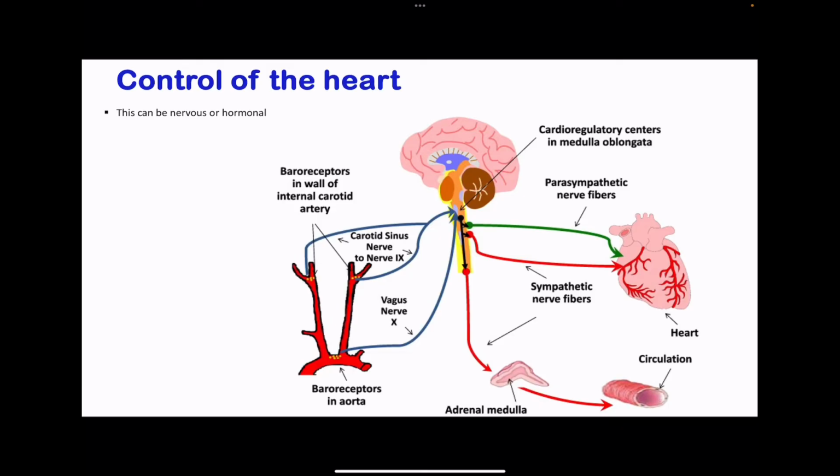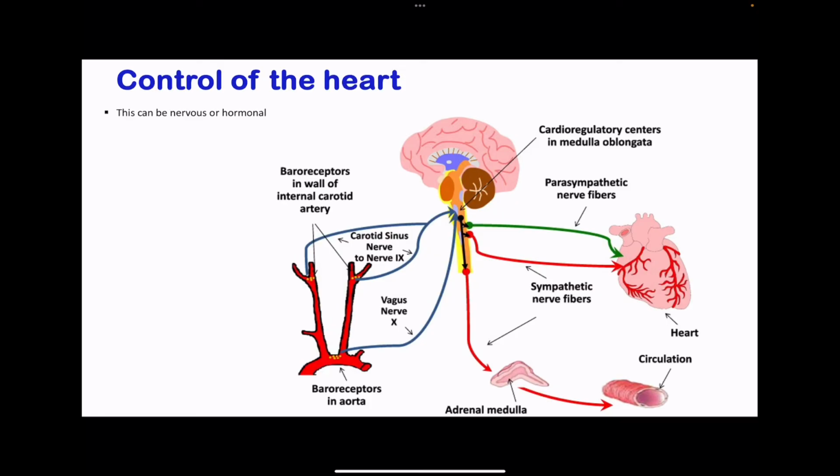This nervous system is broken down into the sympathetic nervous system, which is excitatory, and the parasympathetic system, which is inhibitory. So nerve impulses are sent down from the cardiac control center through the sympathetic nerve to the heart to release noradrenaline to stimulate the sinoatrial node, increasing the heart rate. Or they could be sent down through the parasympathetic nervous system to release acetylcholine, which causes inhibition of the sinoatrial node, slowing down the heart rate.